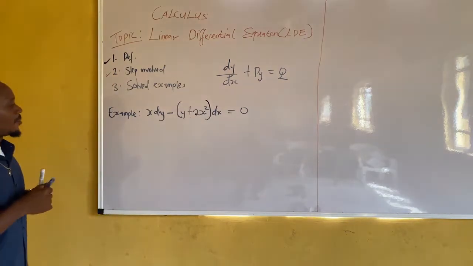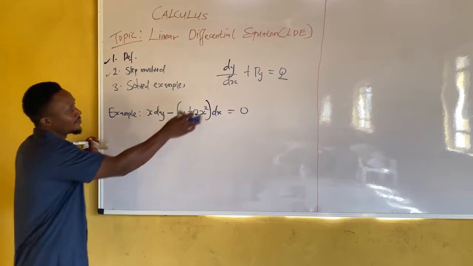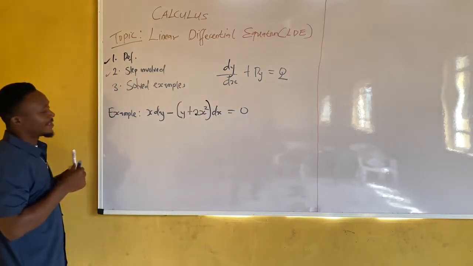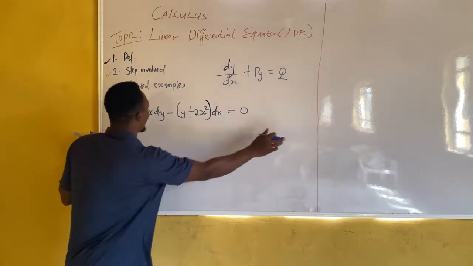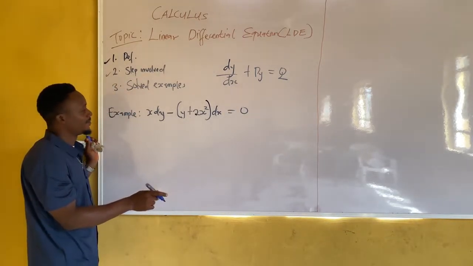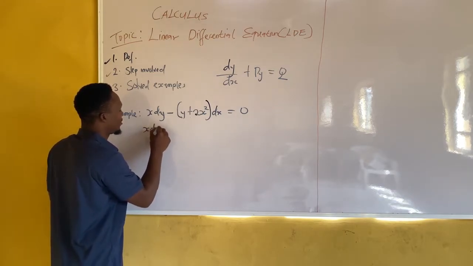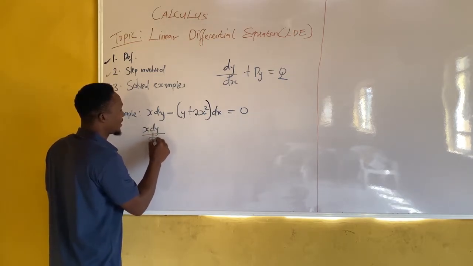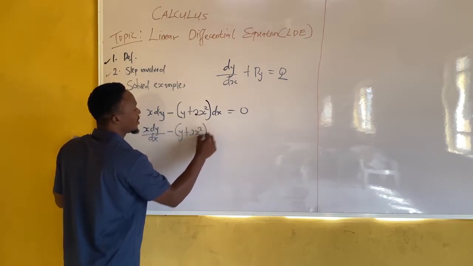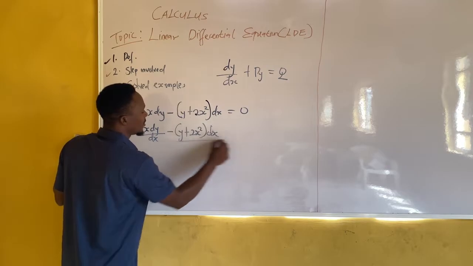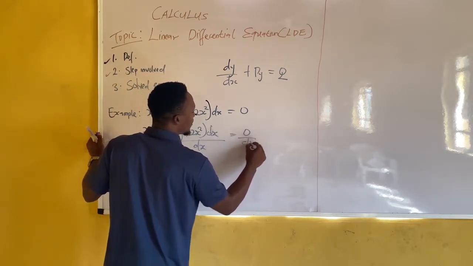Now, what are we going to apply? We're going to apply our mathematical steps to this example to make it look like this. Now, let's proceed. The first thing to do here is to divide through by the x. So once we divide through by the x, we're going to have x dy over dx minus y plus 2x squared dx over dx is equal to 0 over dx.